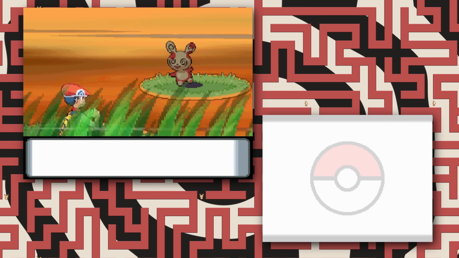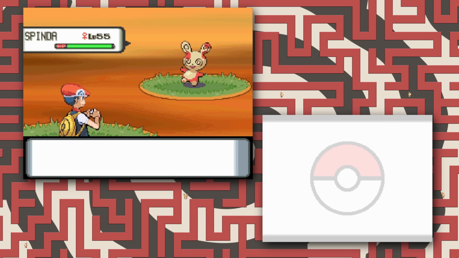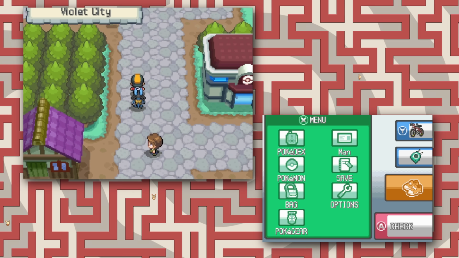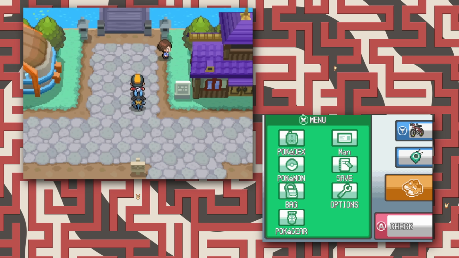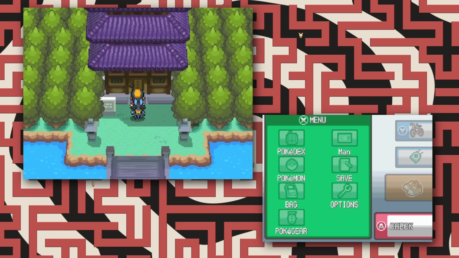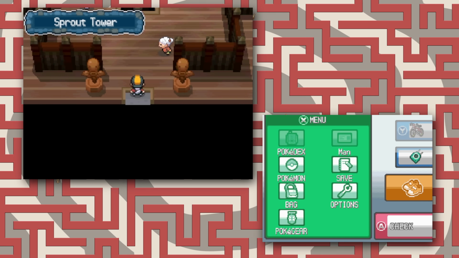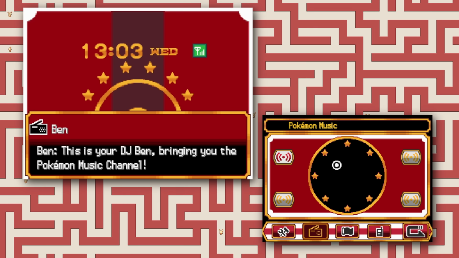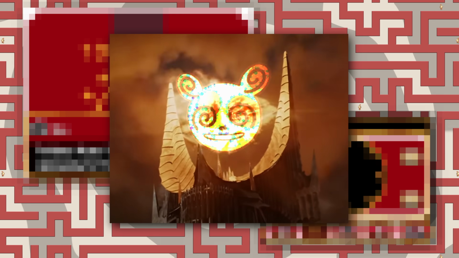In Heart Gold and Soul Silver, the process is a little bit more accessible but equally convoluted. First, you'll need to beat most of the game and gain access to the radio on your Pokégear. Then, only on Wednesdays, tuning into the Pokémon March channel will include Spinda in the encounter table for Sprout Tower, Burned Tower, and Bell Tower. There must be some connection between Spindas and towers, but I'm not that deep in the lore yet.